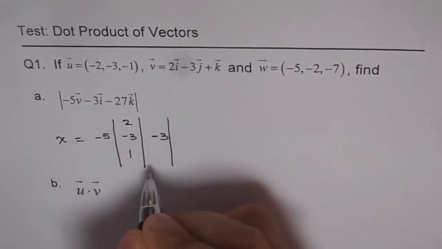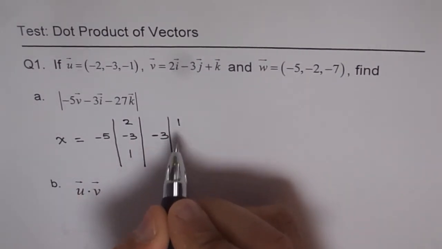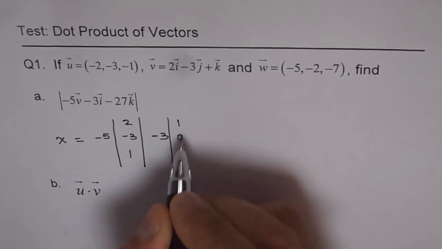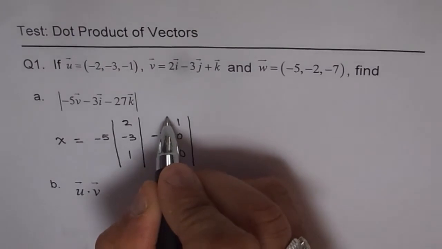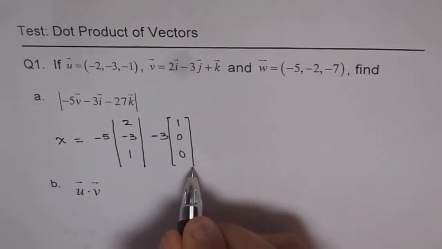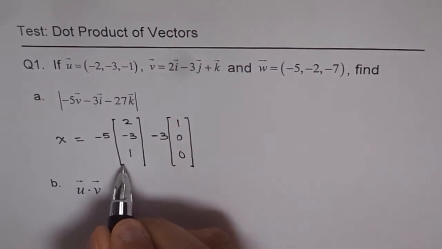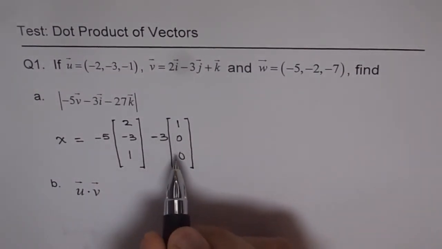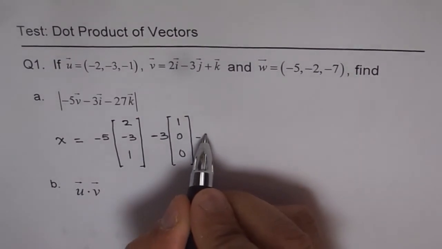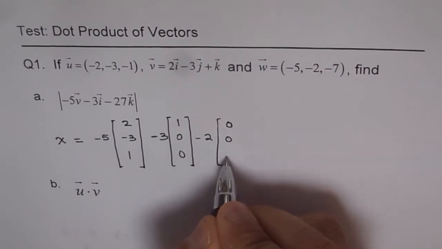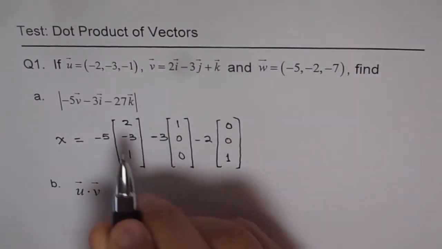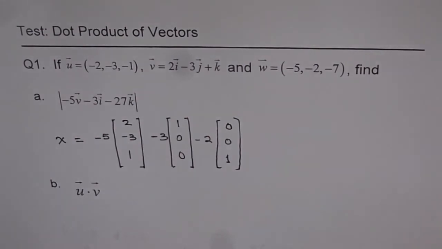So what is vector i? Vector i has component 1 in the x direction and 0, 0 in y and z. Do you understand? That is a very, very critical step to understand, right? So I'm making these matrices here. Minus 27, and then we have k here. What is k? k is 0, 0 and 1. That is k, a unit vector in the direction of the z-axis, correct? So truly that is what is inside, correct?